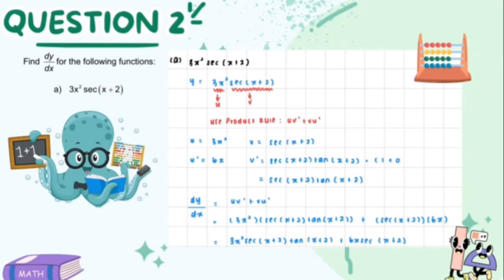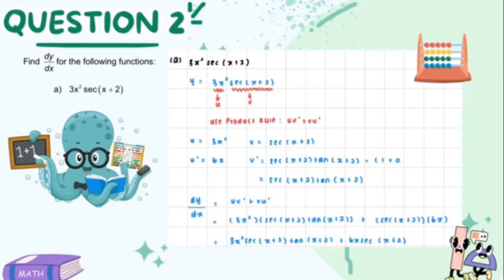Now let's move to question 2. This question asks us to find the dy over dx for the following functions. Let's begin with part A. We are asked to differentiate the function y equal to 3x squared times secant of (x plus 2). As we can see, this is a product of two functions. The first part is 3x squared and the second part is secant of (x plus 2).